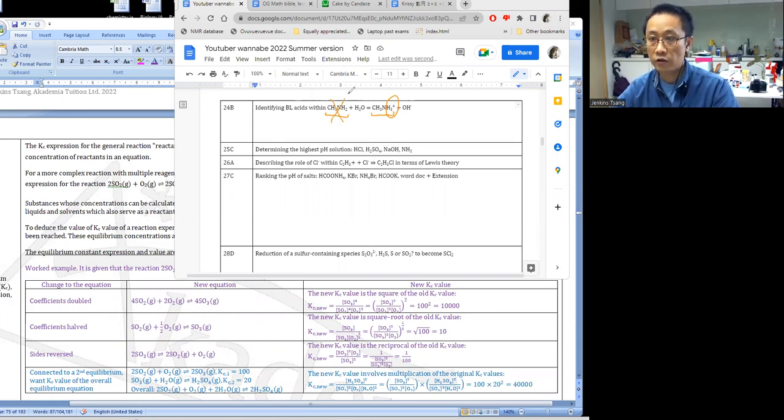And then for the other conjugate pair, water versus hydroxide. Water definitely has one more H plus relative to hydroxide. So for this pair, water will be the acidic species. So the answer will be H2O and CH3NH3 plus. So choice B.